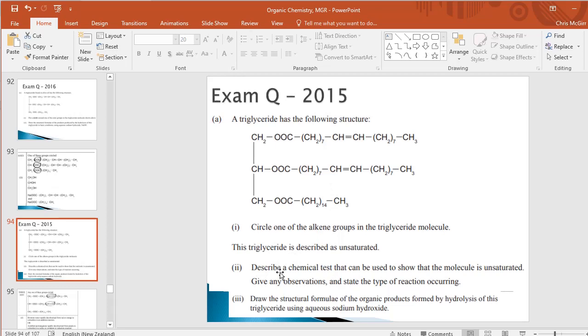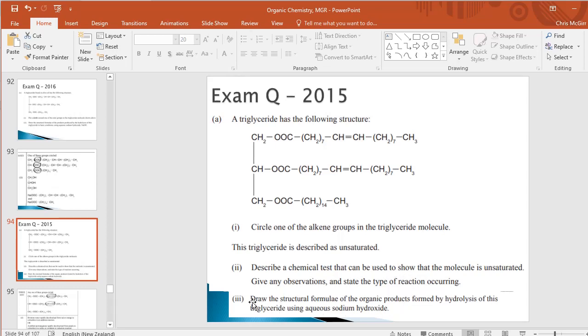So this question: describe a chemical test that can be used to show that the molecule is unsaturated. Give any observations. This is a year 12 question. The test for unsaturation is using bromine water. If you had this molecule here, this triglyceride, this oil, and we added orange bromine water to it, the bromine would do an addition reaction here and an addition reaction here, adding bromine, and would decolorize your orange bromine water. Even though this is a fat and oil, we're not going to learn specifically about doing this test for unsaturation. It's expecting you to combine your knowledge about this with something that you've known previously.